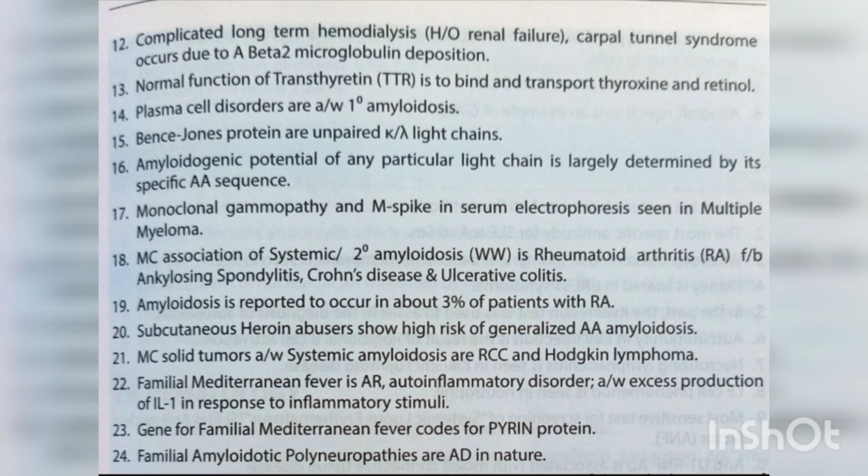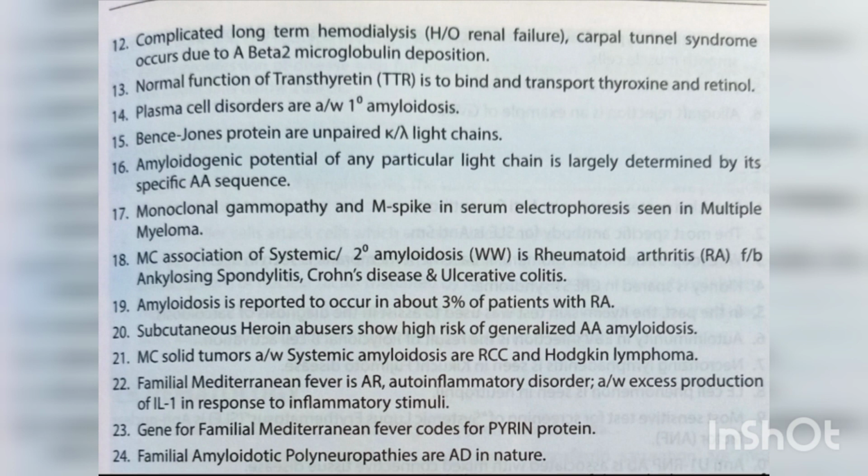Most common association of systemic or secondary amyloidosis is rheumatoid arthritis, followed by ankylosing spondylitis, Crohn's disease, and ulcerative colitis. Amyloidosis is reported to occur in about 3% of patients with rheumatoid arthritis. Subcutaneous heroin abusers show high risk of generalized AA amyloidosis. Most common solid tumors associated with systemic amyloidosis are RCC and Hodgkin's lymphoma.